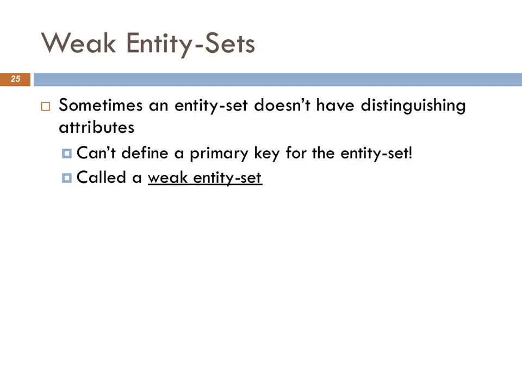Okay? So we have a situation, frequently actually, where entities are not distinguishable from each other. And we call those entities weak entities, and they go in weak entity sets. There's a really great example, and it's one I expect that all of you either are familiar with or will become familiar with really quickly as you live your lives.